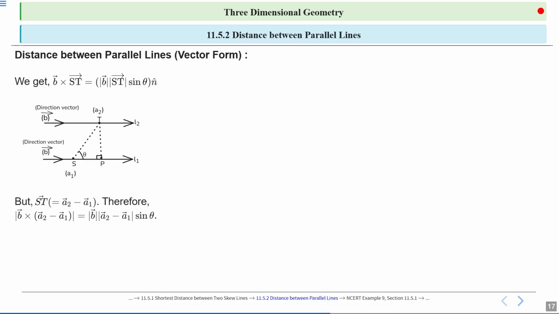Therefore, magnitude of B vector cross A2 vector minus A1 vector will be equal to magnitude of B vector into magnitude of A2 vector minus A1 vector into sine theta. Okay. So, magnitude of A2 vector minus A1 vector into sine theta will be equal to magnitude of B vector cross A2 vector minus A1 vector upon magnitude of B vector. Okay. Let us assume this as equation 1.